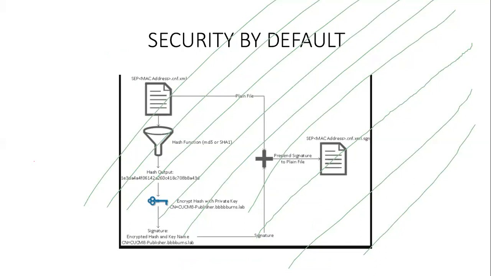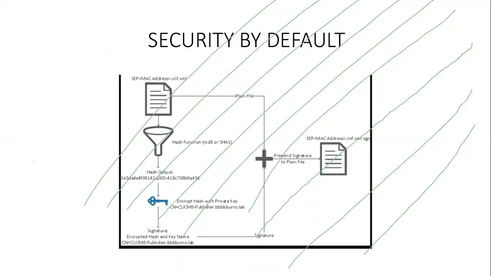Yes. So in this example, I'll explain the CTL and ITL file. The phone receives the ITL file, and that ITL file is a signed file which contains the public key and the private key, which is shared with the phone to decode it. The phone also requests the SEP MAC.cnf.xml file. This is the configuration file of the phone. When the phone requests this configuration file, it is signed first, and then it is delivered to the phone.